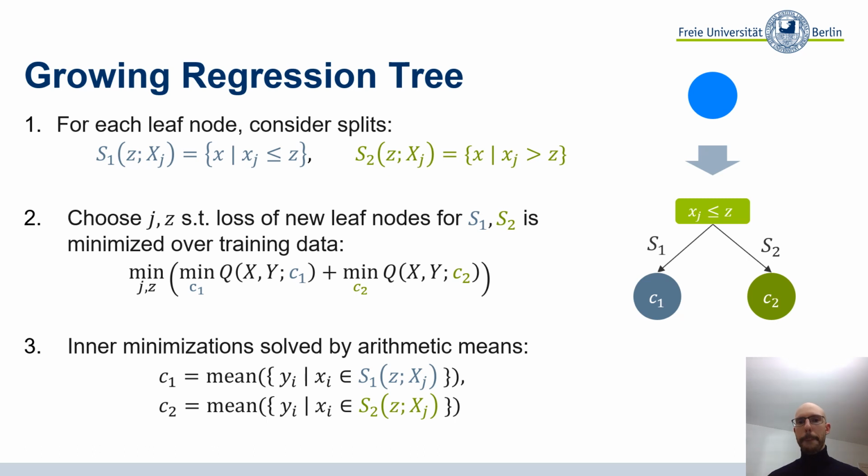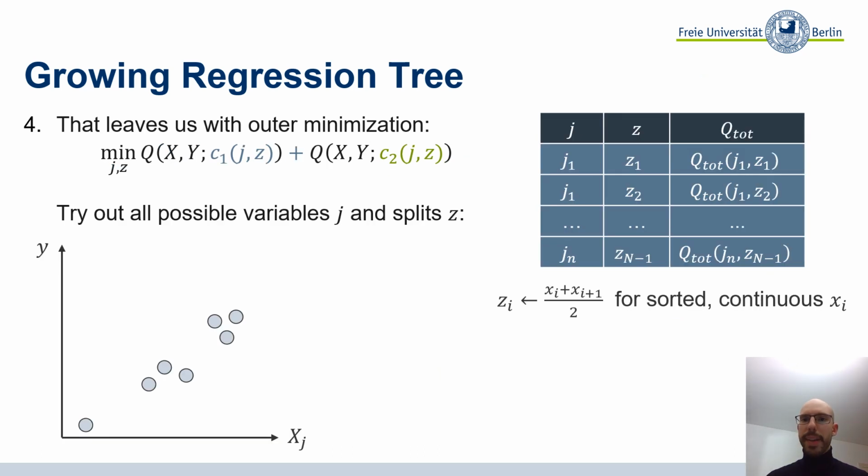And this leaves us with a minimization that's much nicer to behold, because now we're only minimizing over our split variable xj and our split value c. And so C1 and C2 now depend implicitly on j and c. So how can we minimize this? The most straightforward way is to just try out all possible variables xj and splits c.